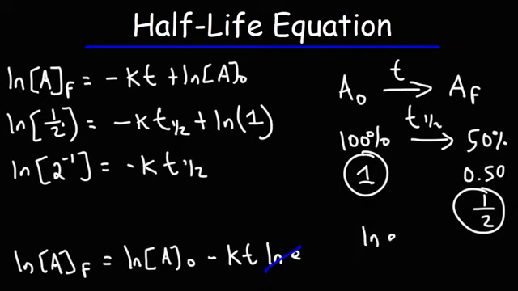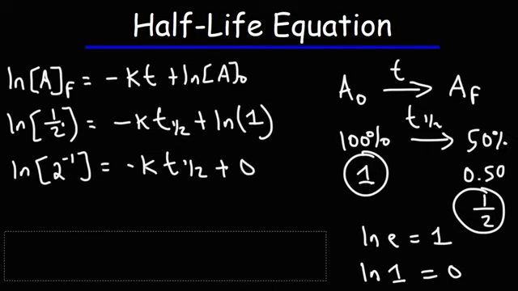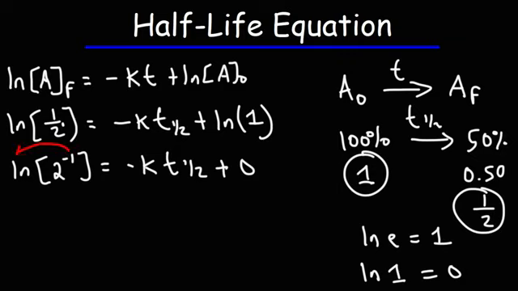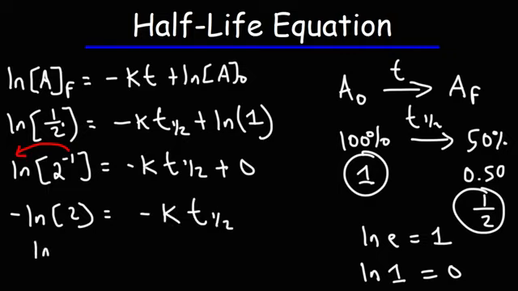Now, we said that ln e is equal to 1. You also need to know that the natural log of 1 is 0. So this disappears. Now, what we can do at this point is take the negative 1 and move it to the front. So we have negative ln 2 is equal to negative k times t sub 1/2. Now, if we multiply both sides by negative 1, the negative sign will disappear. And we're just going to get this.